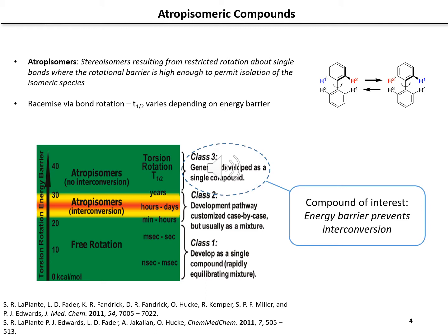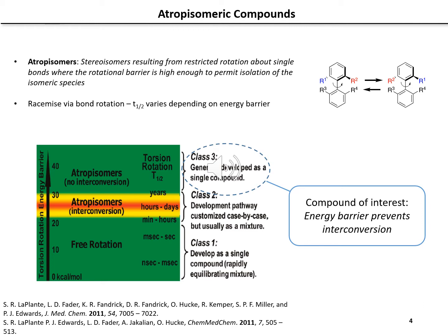Atropisomers are stereoisomers resulting from restricted rotation about a single bond when the energy barrier is high enough to isolate the different isomeric species. Based on this, we can classify three different groups. The first one is not considered a proper atropisomer because the axial rotation is too fast to permit the isolation of both species. The third class is the compound of interest, the proper atropisomer, as the energy barrier prevents the interconversion, and they are kinetically inert.